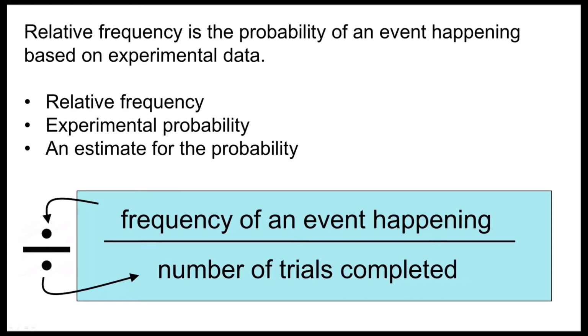In today's lesson, we're going to have a look at the relative frequency. Relative frequency is the probability of an event happening based on experimental data. In questions, it's most commonly referred to as the relative frequency, however is also called the experimental probability or an estimate for the probability. To find the relative frequency of an event, you simply take the frequency of an event happening and write it over the number of trials that have been completed.